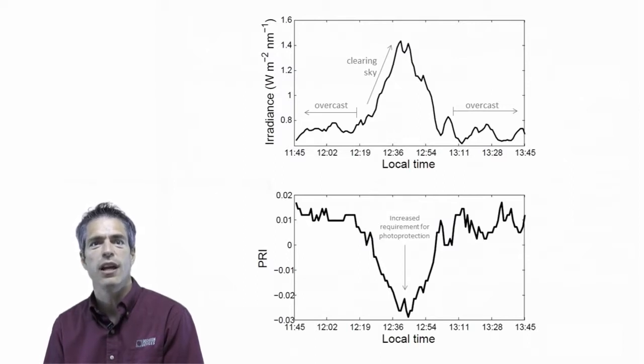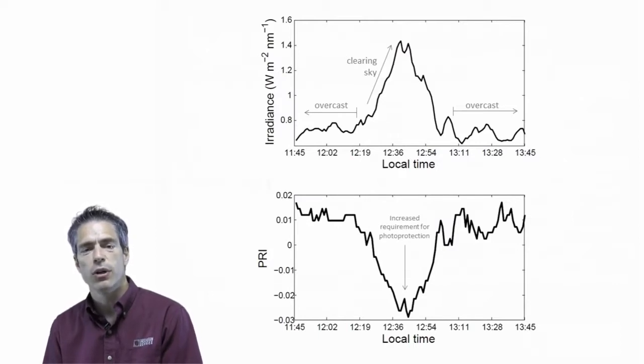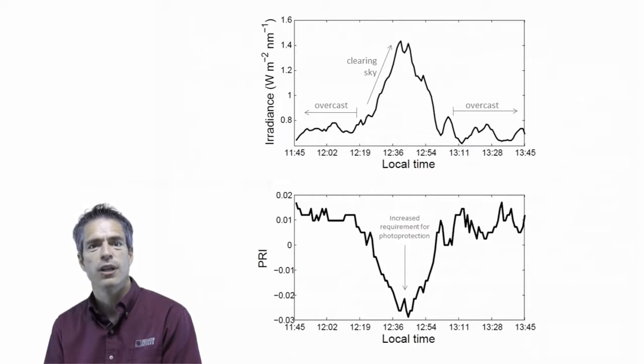to use, and we have a large drop in the PRI, which indicates that light is being shunted in the xanthophyll cycle. Then when we go back to overcast conditions, the PRI jumps right back up. So you can see a pretty important point here, which I was trying to make earlier: this happens very, very quickly.